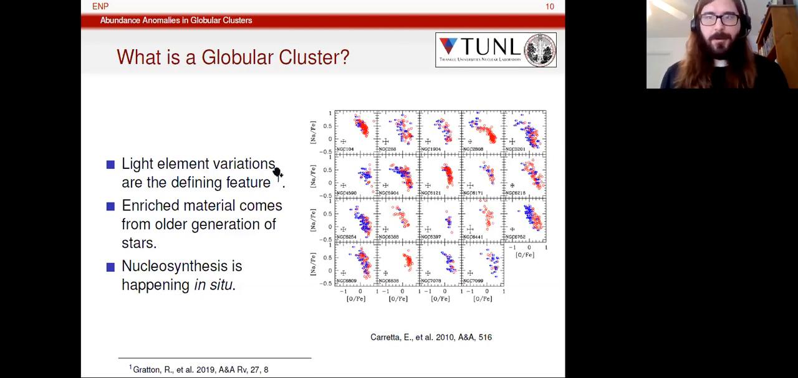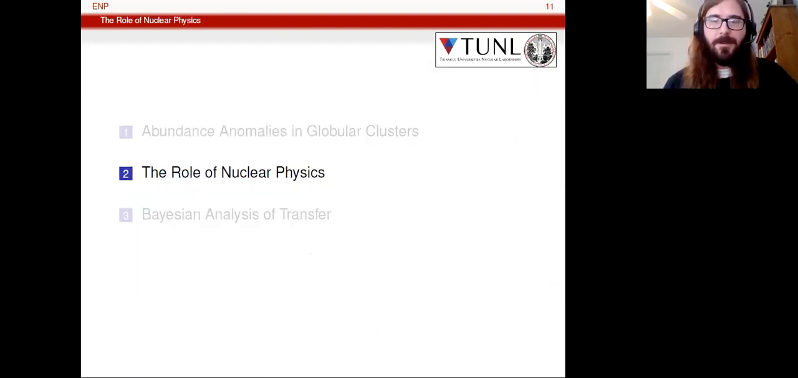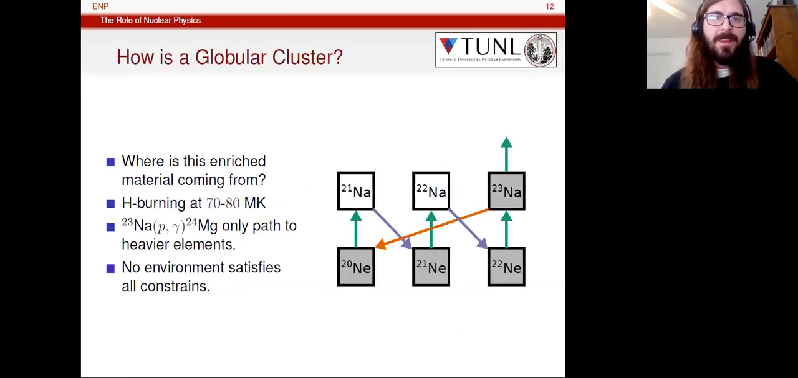So this kind of takes us to where the nuclear physics can come in. We're interested in these light element variations in the stars. This is a nucleosynthetic process, and it's happening inside the cluster. So we want to know where it's happening and how it's occurring. And so here we go into the second part.